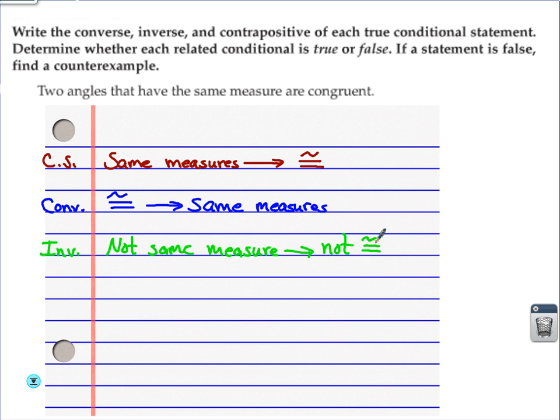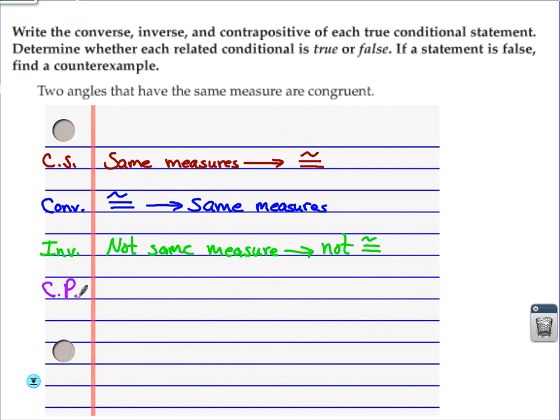If two angles do not have the same measures, picture two. You have a 30 and a 60 degree angle. You have a 20 and a 30 degree angle. Are those two angles congruent? No. So is the inverse true? Yes. And finally, we have the contrapositive, which we know will be true.